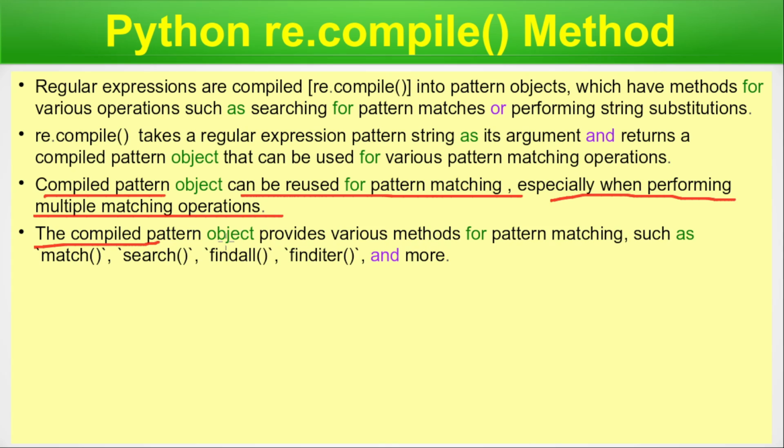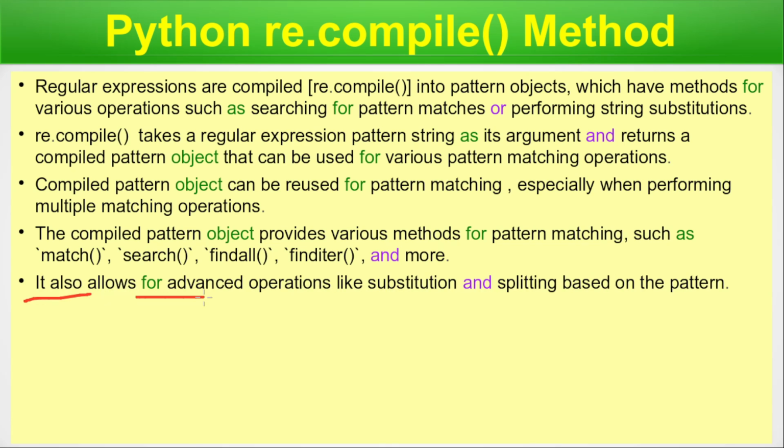The compiled pattern object provides various methods for pattern matching such as match, search, findall, finditer, and more. So these are a few things that you will come across in upcoming examples. It also allows for advanced operations like substitution and splitting based on the pattern.